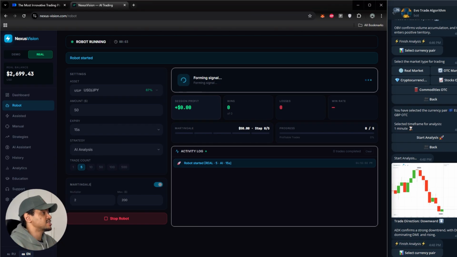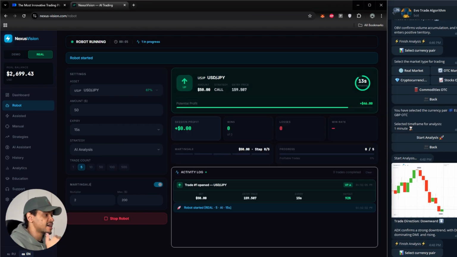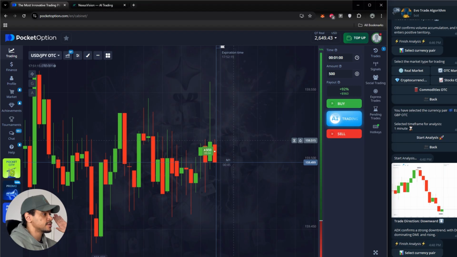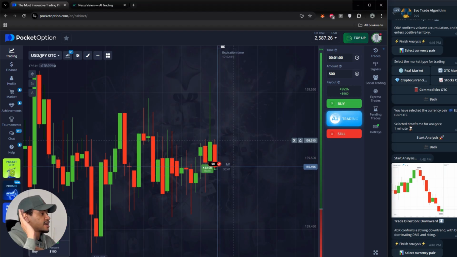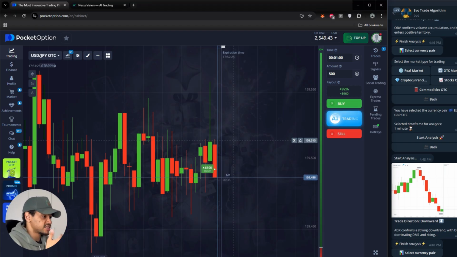This is how it's done. Really, you have everything right at your fingertips. I don't even have to put my fingers anywhere. You can see the trade is already being placed. We have it right here. And the first trade doesn't seem too good, right? Boom, there it is. We took a loss and we place a martingale trade with $100. And if we take another loss, it's going to place another one.